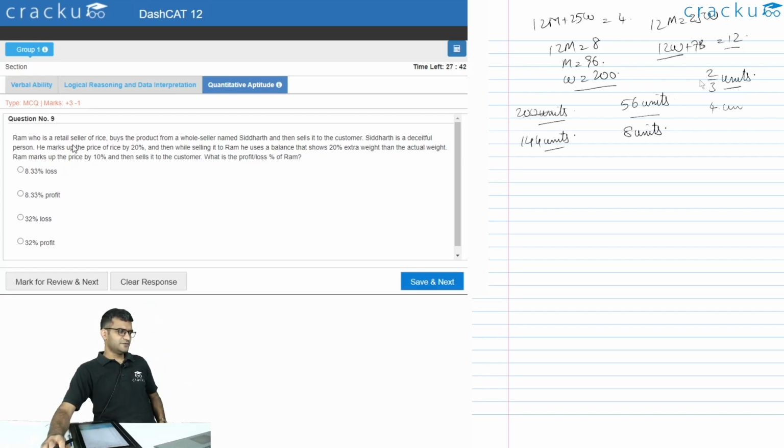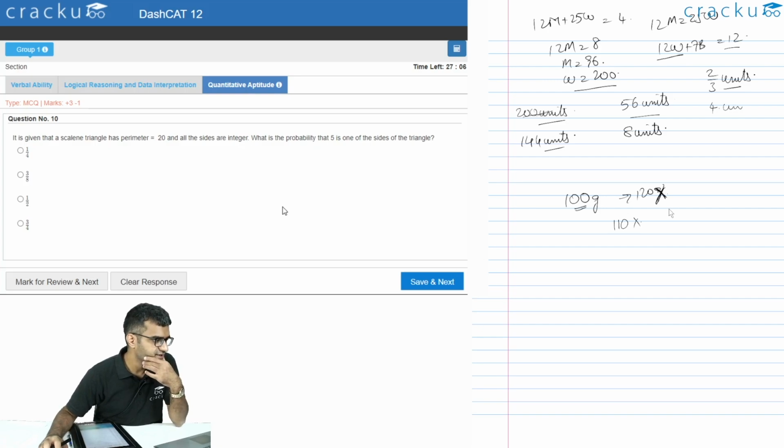I don't think we should worry about the markup done by Siddharth. We should only worry about the balance that he's using, which shows 20% extra weight. So if it is actually 100 grams, it shows 120 grams. Let us assume that his markup is X. So 120X is what he has paid, but he's getting only 110X. So it is 10 by 120, 8.33% loss.